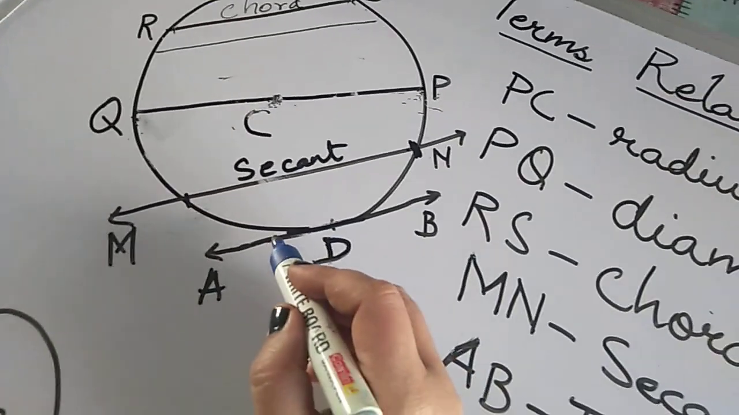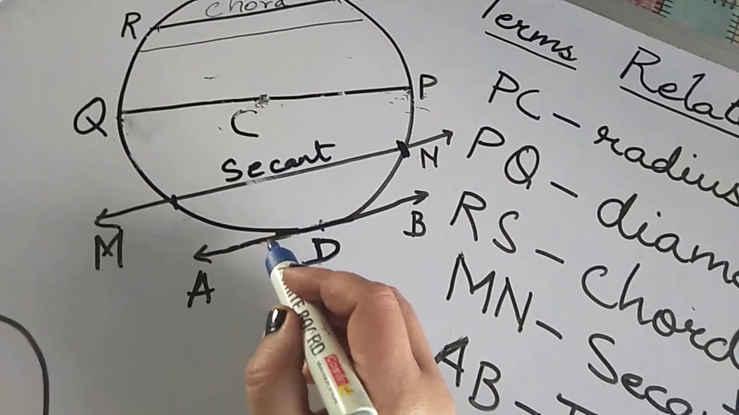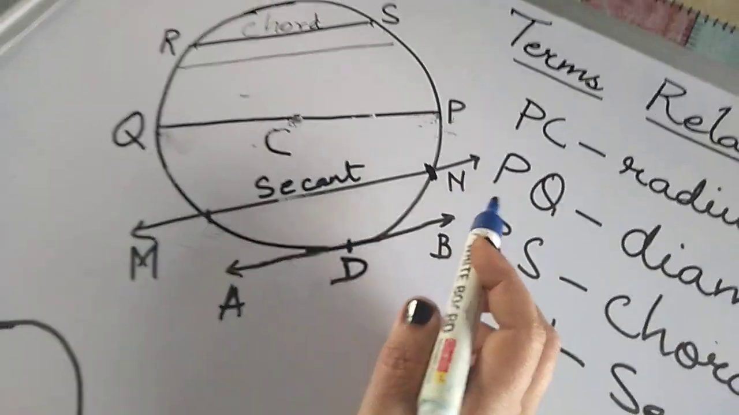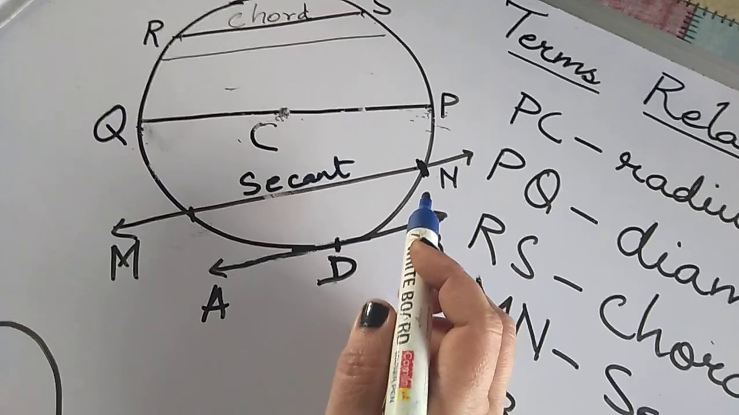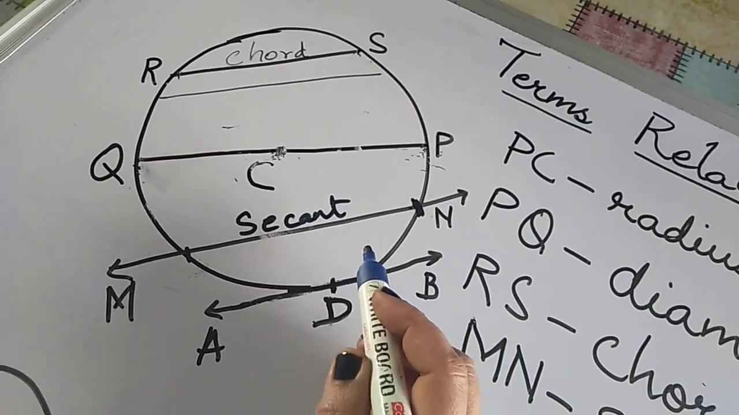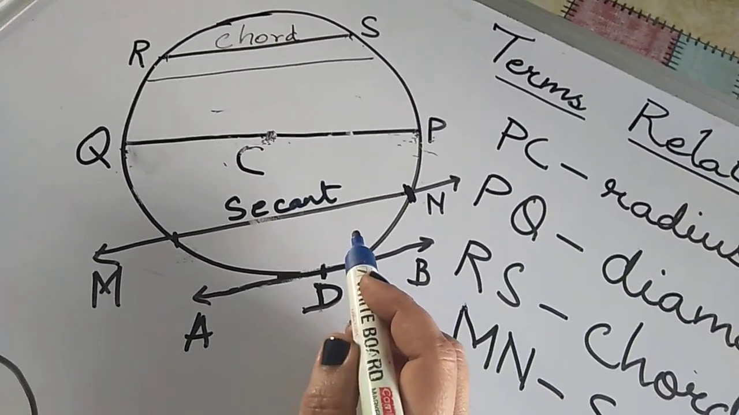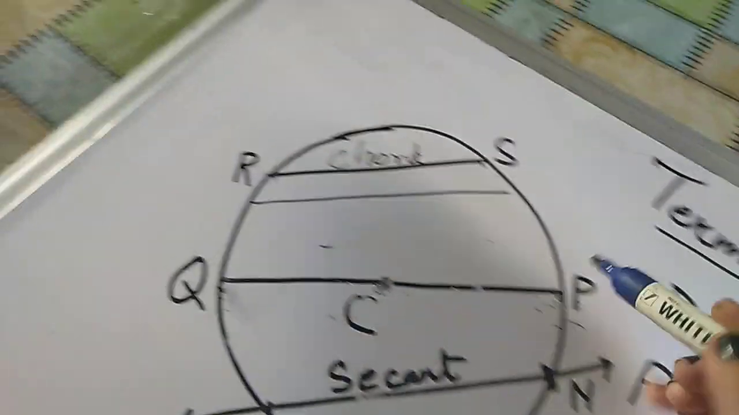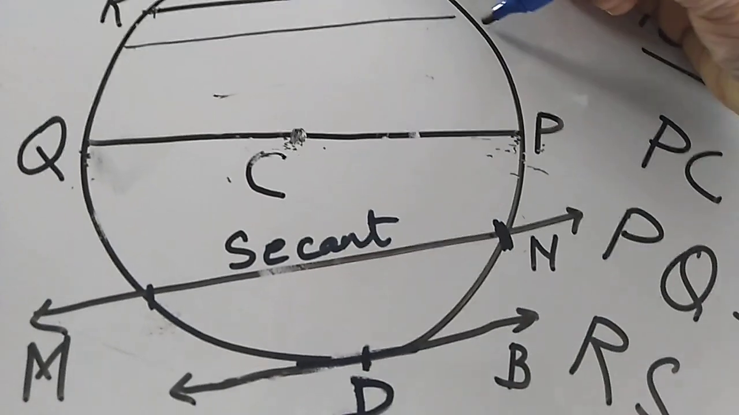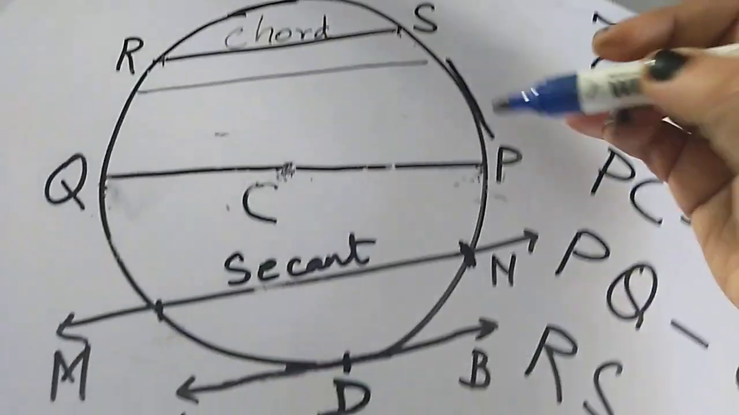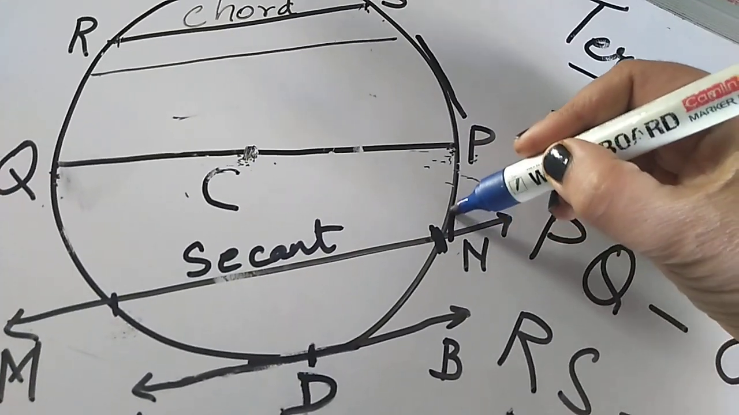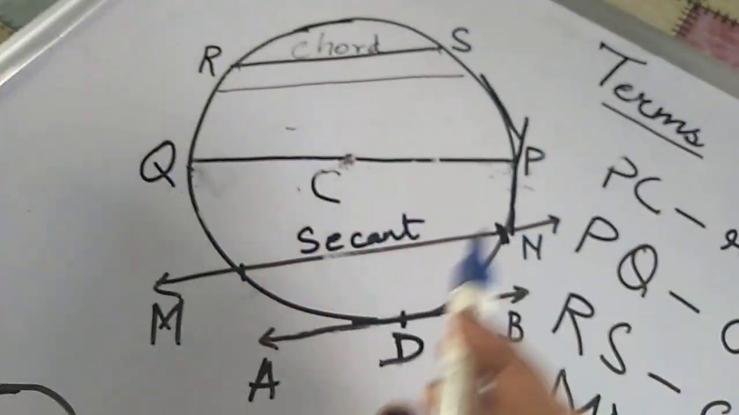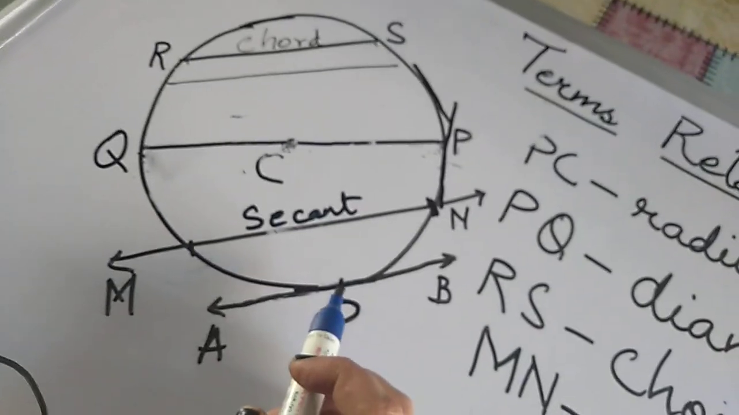Tangent comes from the word touch. A line that touches the circle at one point. It touches the circle at any one point. You can draw innumerable chords, you can draw innumerable diameters, and if you take different points, you can draw so many tangents. This is also a tangent. This is also a tangent. You can draw so many tangents from different points, but from one point I'll tell you how many tangents.